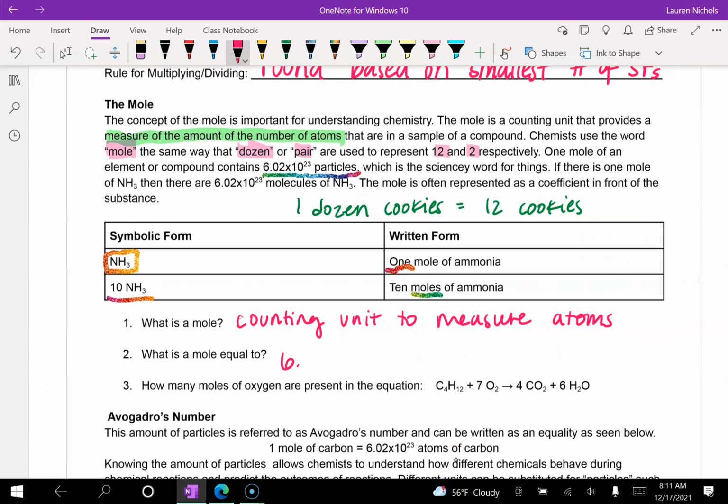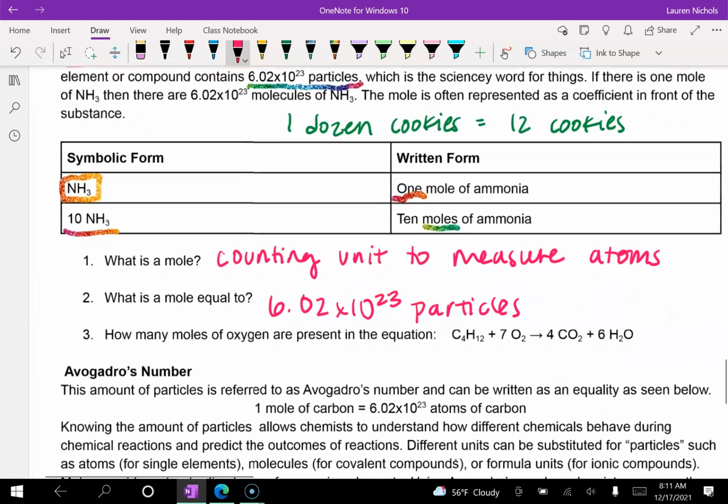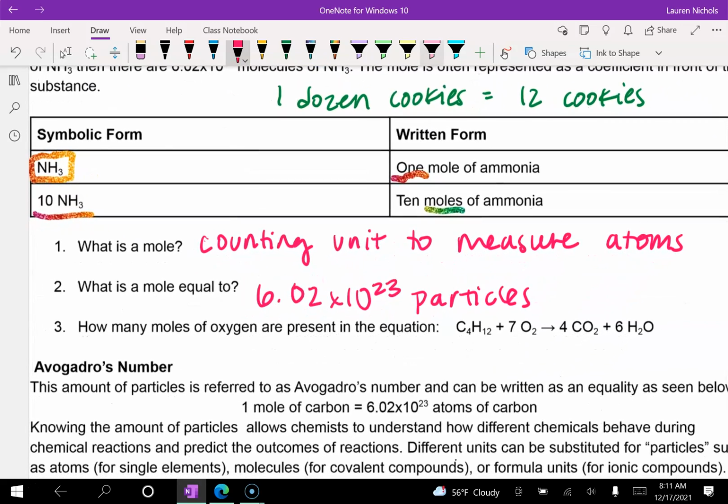And so a mole is equal to 6.02 times 10 to the 23 particles. So if I have 1 mole of basketballs, it means I have 6.02 times 10 to the 23 basketballs. It could be whatever it is we are looking at. And here it says how many moles of oxygen are present in the equation. Well, we see that oxygen is right here, and since I have a 7 in front of my oxygen as a coefficient, that means I have 7 moles of O2, which, remember, fun fact, since oxygen is by itself and it's diatomic, that's why it has the 2 there.